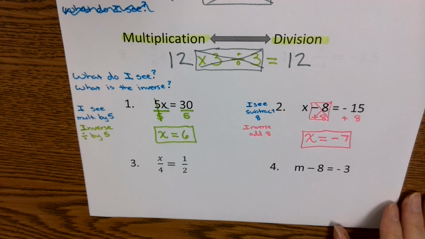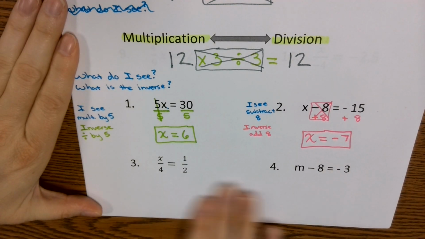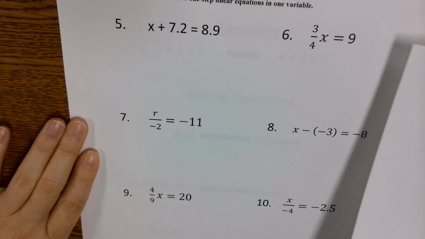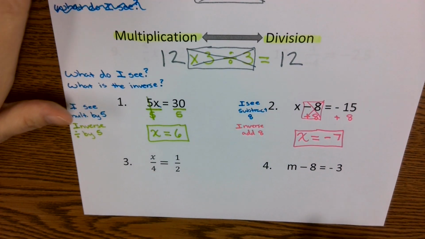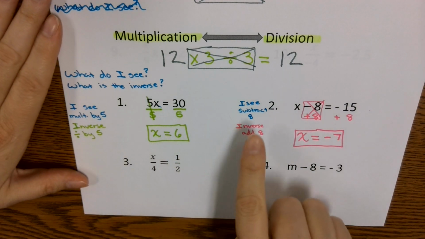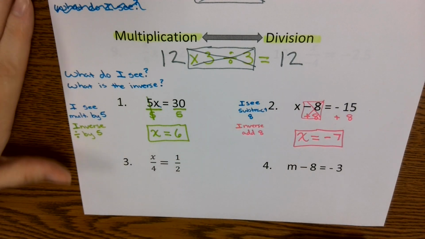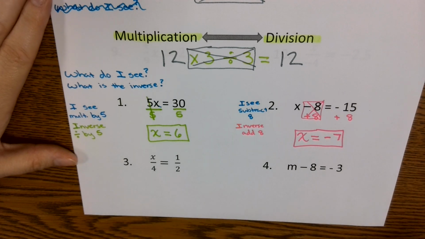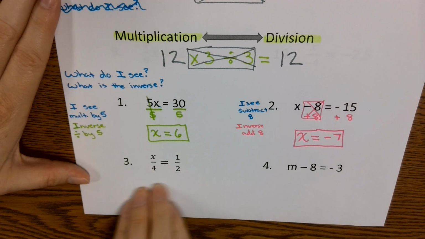All right, what I want you guys to go ahead and do is you're going to finish up the rest of these problems, number 3 and number 4, and then you're going to flip it on over to the back and do problems 5 through 10. Identify what you see, identify the inverse, and then work it out. So I want you to say, I see multiplication by 5, or I see subtraction of 8, or whatever it is that you're seeing, and then what is the inverse of that? You're going to write that off in the columns, and then you're going to solve.